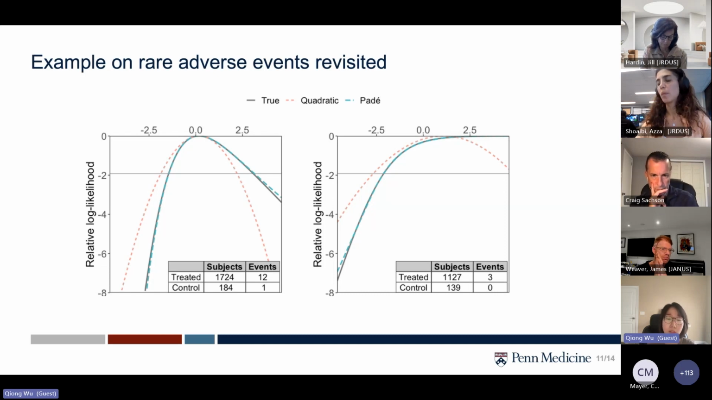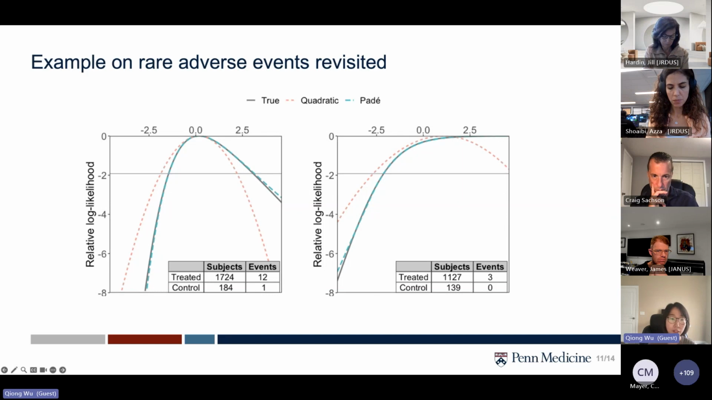For example, in these 2 plots, we use the solid line for the true likelihood function, the dashed cyan line for the Padé approximant, and the dashed red line for the quadratic approximation. And the Padé approximants are always close to the true likelihood function, even when we have only one event in the control group or zero events in the control group.